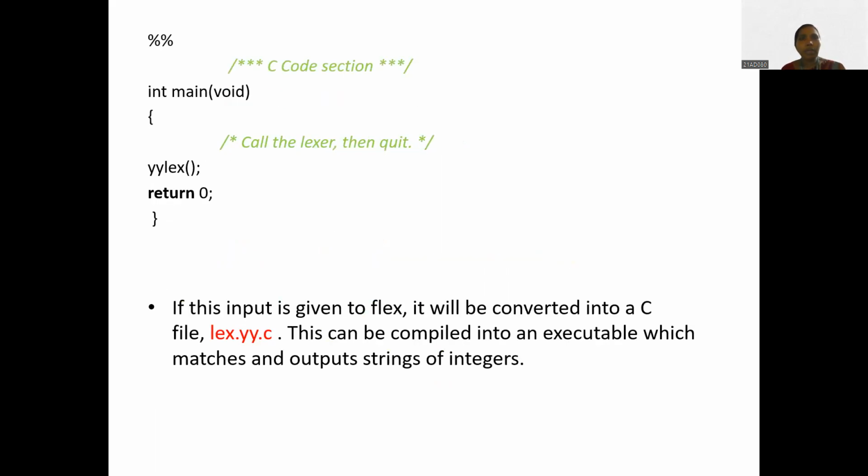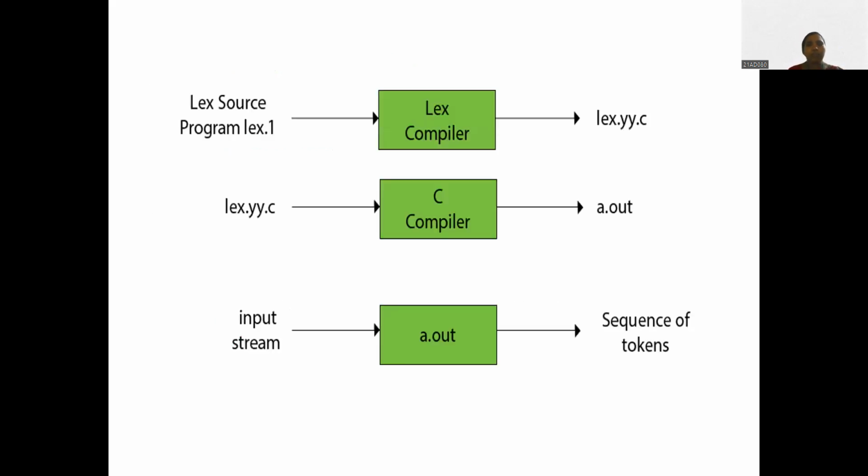So the last part, as I said, is the auxiliary function. So that is our main function. We are calling this LEX, that is the yylex function. Now it will go to that given input string and it will find whether it is having any numbers. So however many integers it is identifying, those many it will represent. If this input is given to Flex, it will be converted into a C file, lex.yy.c. This can be compiled into an executable which matches and outputs strings of integers.